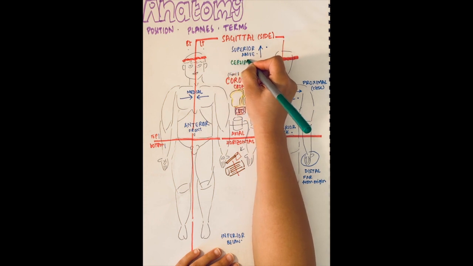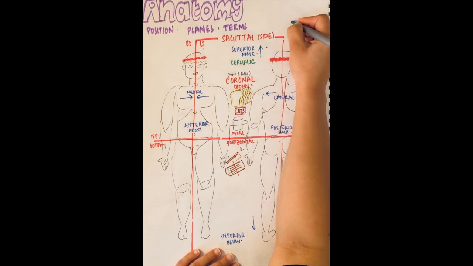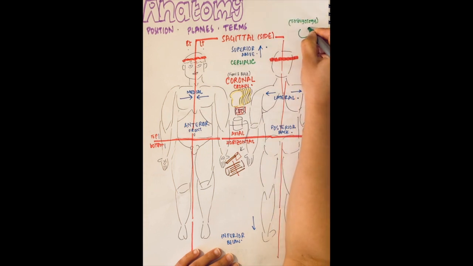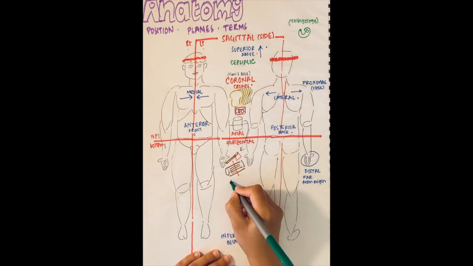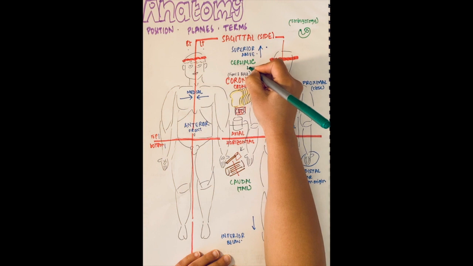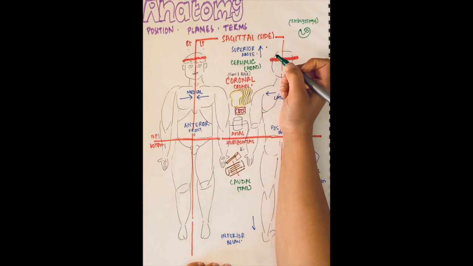Another word for saying above is cephalic. It's usually used in embryology, where the embryo is folded. So instead of saying superior or inferior, because you don't know what the orientation is in the womb, you can say cephalic versus caudal. Caudal is the tail end.